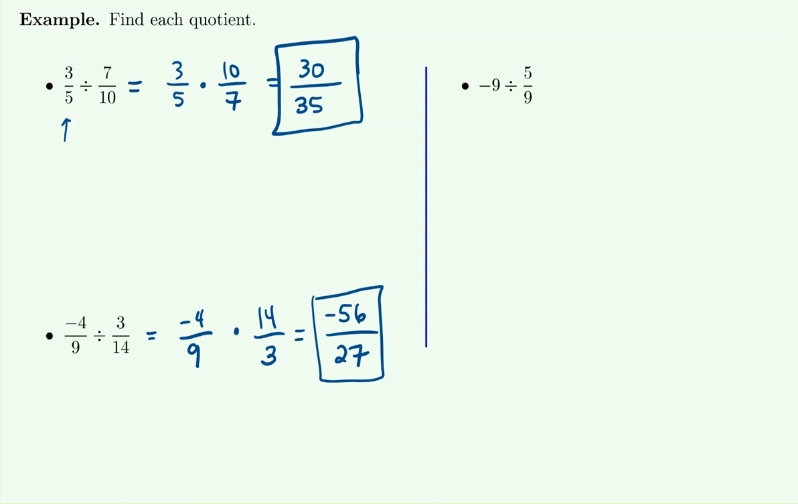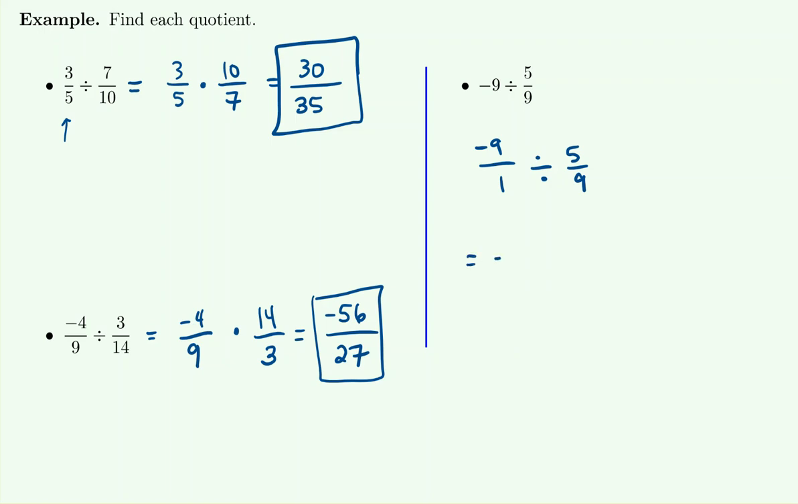Now, our next one doesn't necessarily look like a fraction, but fraction division still works, because remember, every integer can be expressed as a rational number, specifically in infinitely many ways, but the simplest way to express an integer as a rational number is just to divide it by 1. So we could rephrase this as -9 divided by 1 divided by 5 divided by 9, because we haven't changed the value at all, it's just an equivalent expression.